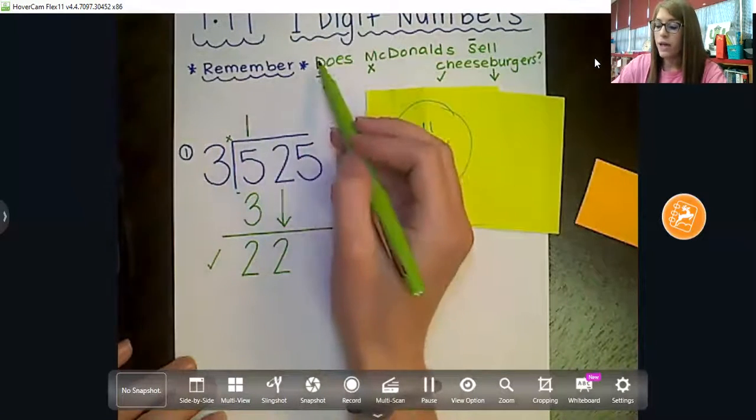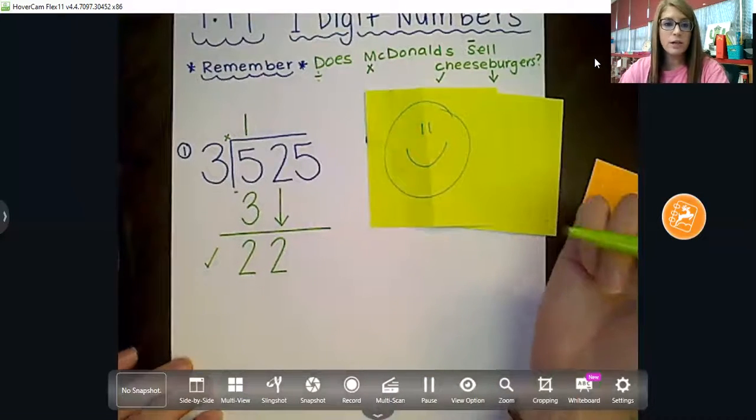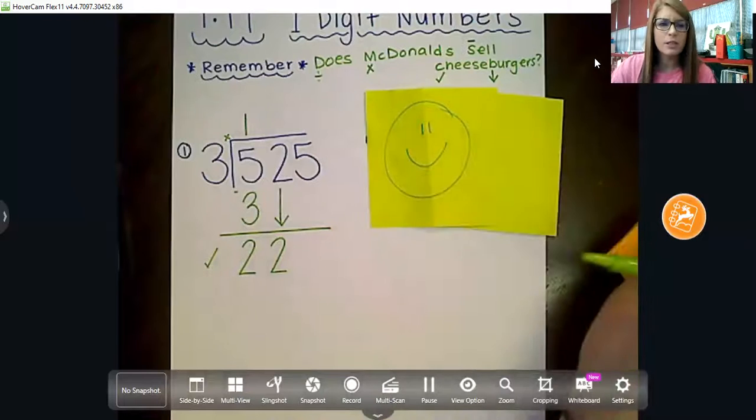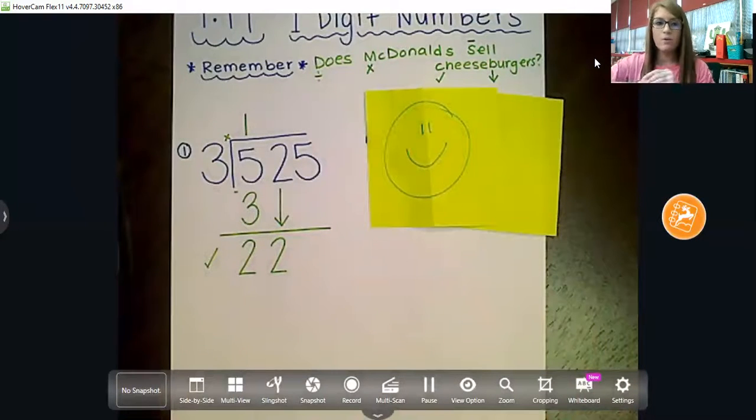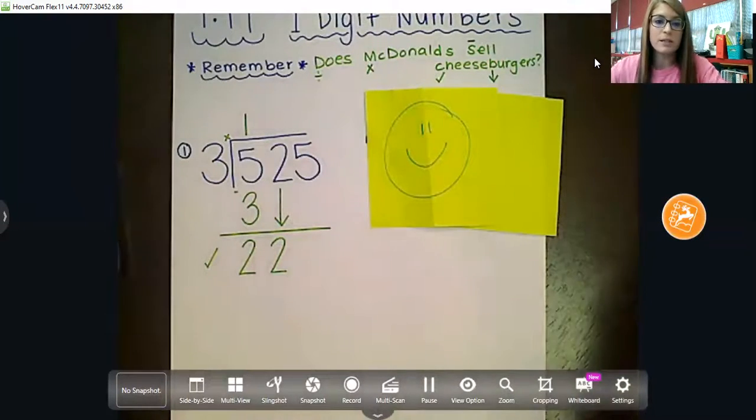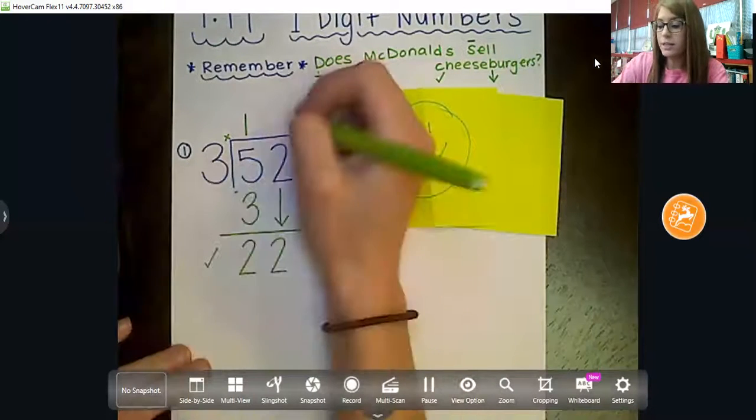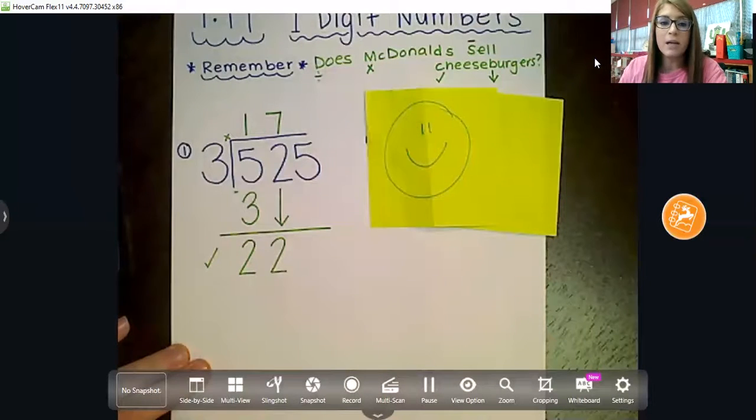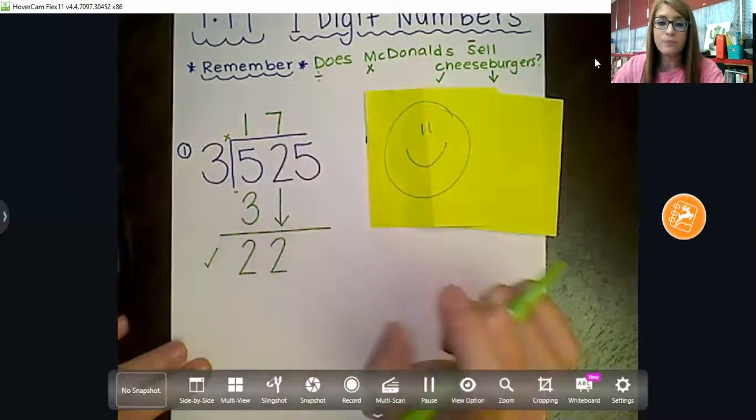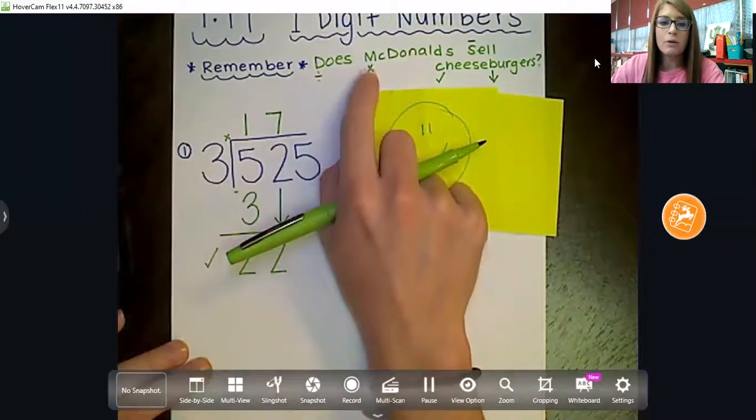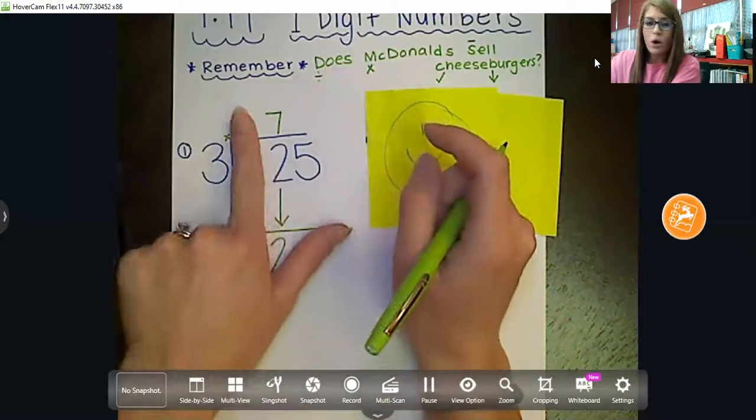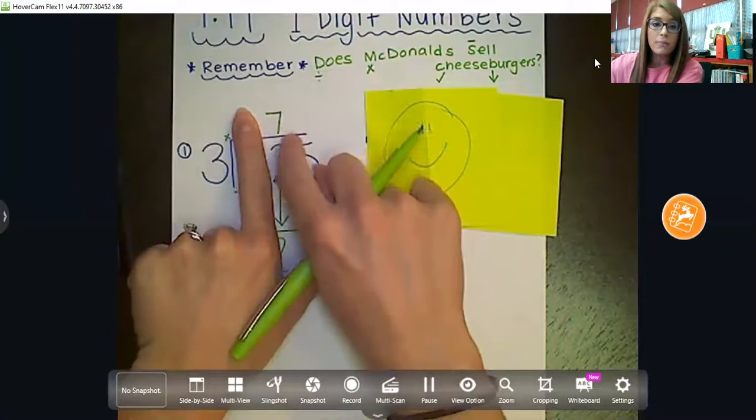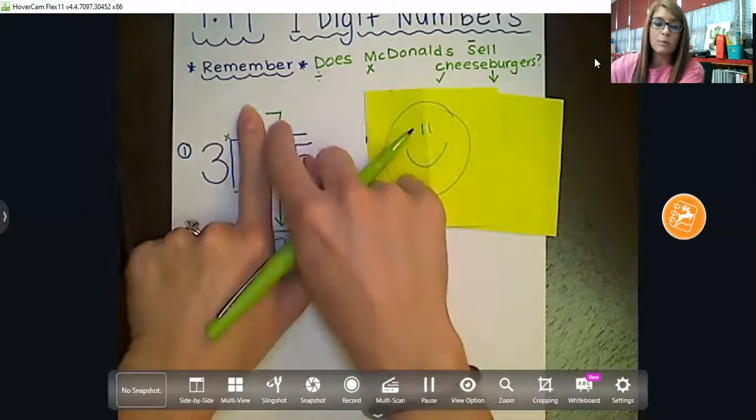All right, so can 3 be divided into 22? Yes, it can. How many times can 3 go into 22 without going over? Remember, without going over is very important. Very good. 7 times. I'm going to come up here, put that 7 right up top. Remember, we always stay in line. All right, next step, multiply. Remember, we always just multiply our divisor by the number we just brought up there. Not all the numbers, just the one we brought up there.